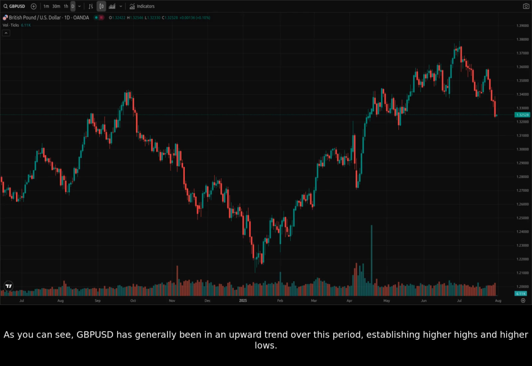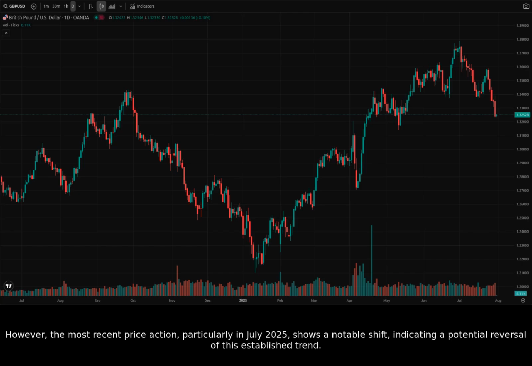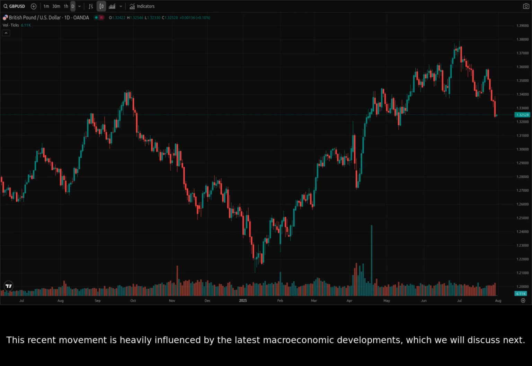As you can see, GBPUSD has generally been in an upward trend over this period, establishing higher highs and higher lows. However, the most recent price action, particularly in July 2025, shows a notable shift, indicating a potential reversal of this established trend. This recent movement is heavily influenced by the latest macroeconomic developments, which we will discuss next.